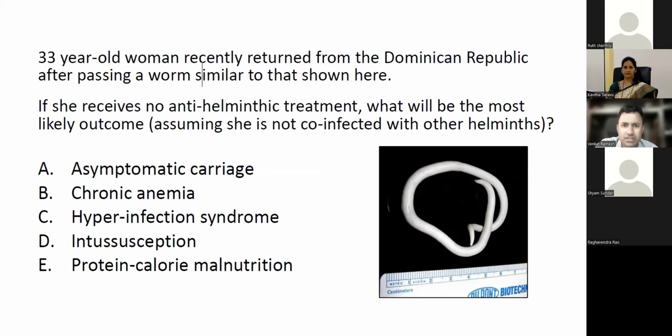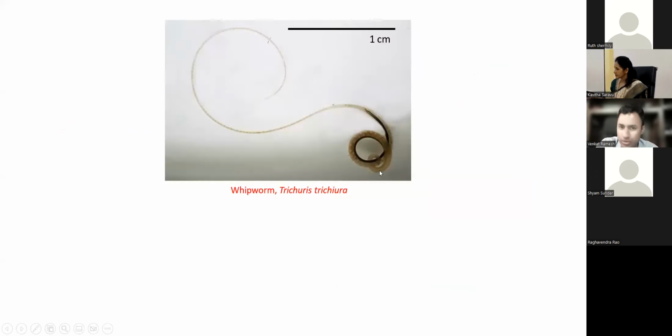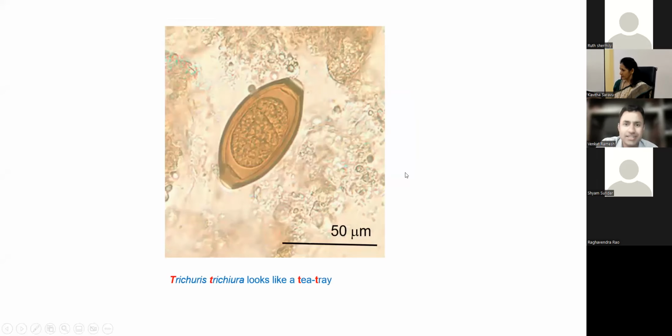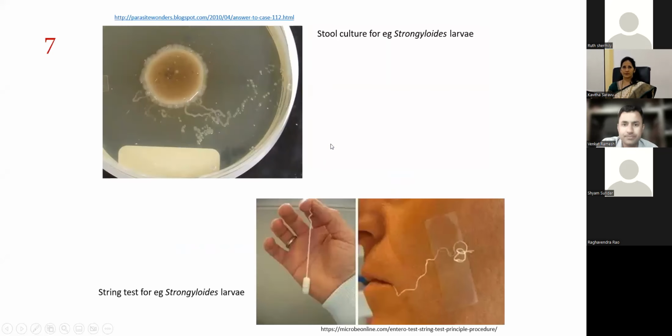This is another question which was asked, where a 33-year-old woman has come in from the Dominican Republic with this Ascaris worm. So the most common outcome will actually be asymptomatic carriage. So this is Ascaris, male on the left, female on the right. Hookworm egg, again, this will be discussed. This is the gross morphology of the whipworm. You can see the large whip. It resides predominantly in the cecum and colon. And on microscopy, just remember TT: Trichuris looks like a tea tray.